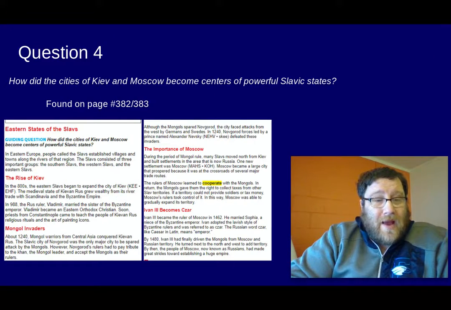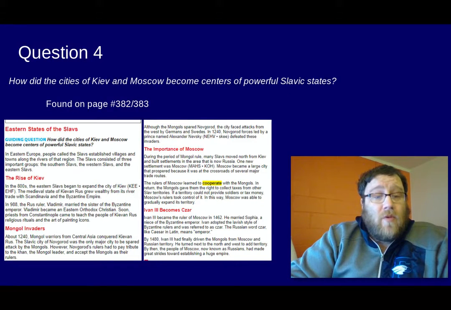But in 988, the Rus ruler Vladimir married the sister of the Byzantine emperor. Vladimir became Eastern Orthodox Christian, and soon priests from Constantinople came to teach the people in Kievan Rus religious rituals and the arts of painting icons.